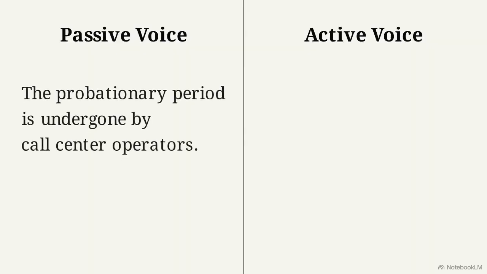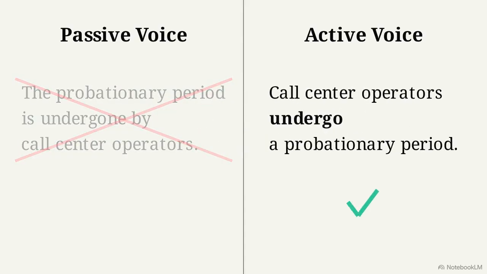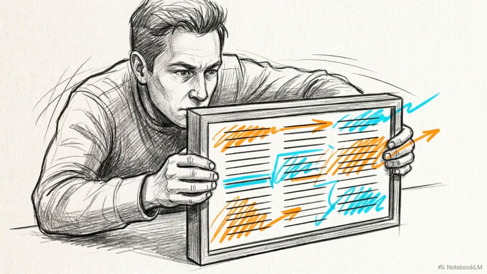Next, we convert the passive voice into the active voice. Look at this complex passive sentence about call center operators undergoing a probationary period. We rewrite it to place the actor first, turning it into a concise active action. Active, shorter sentences physically propel the learner forward through the material. Complex, winding grammar only creates unnecessary friction.